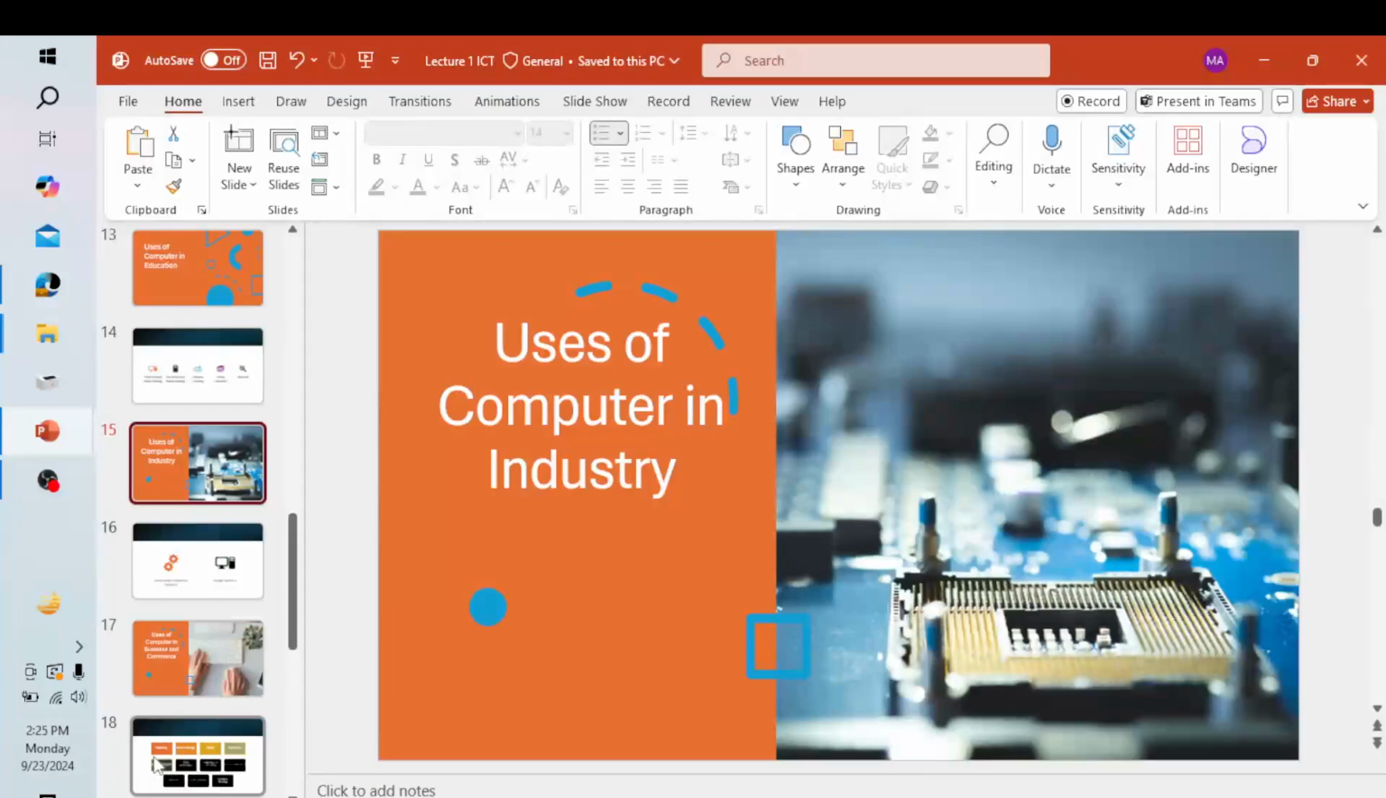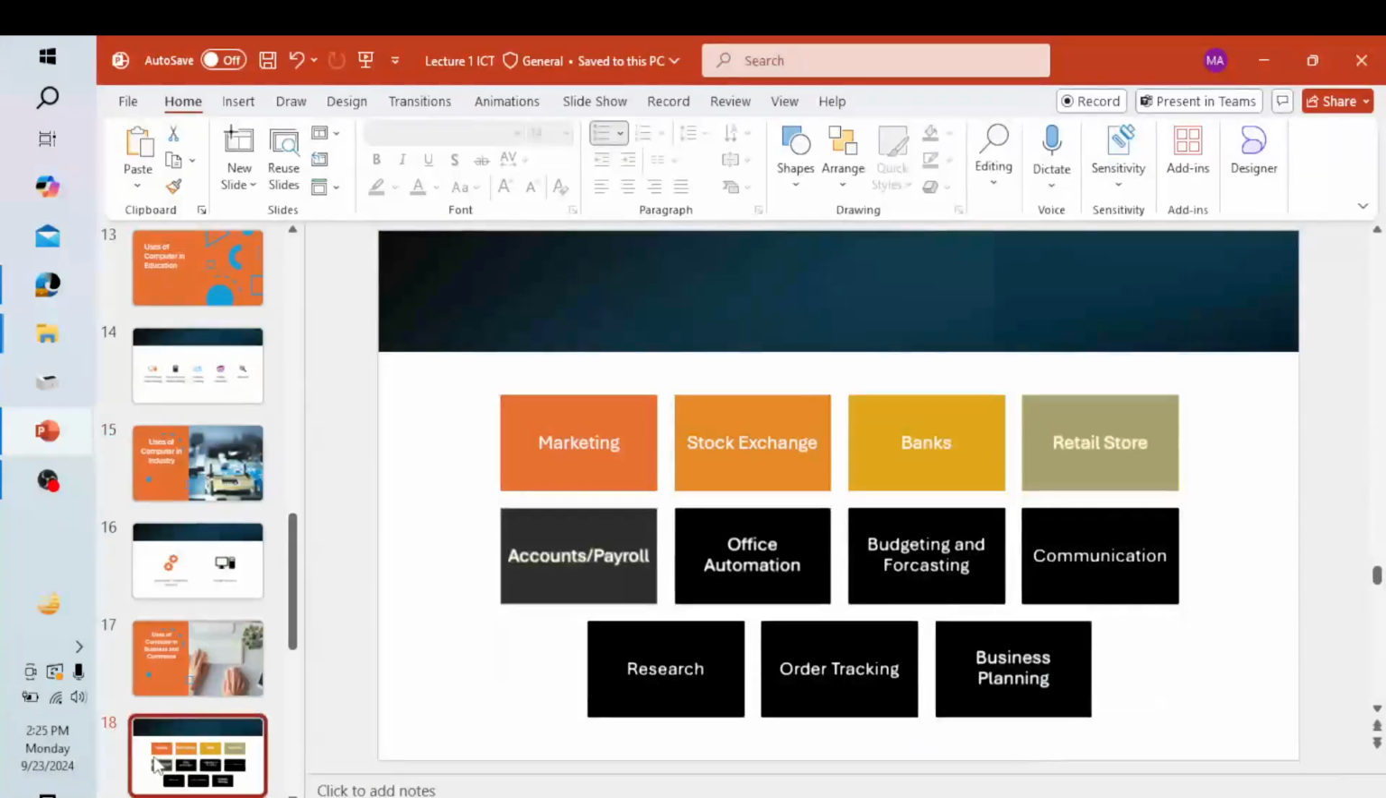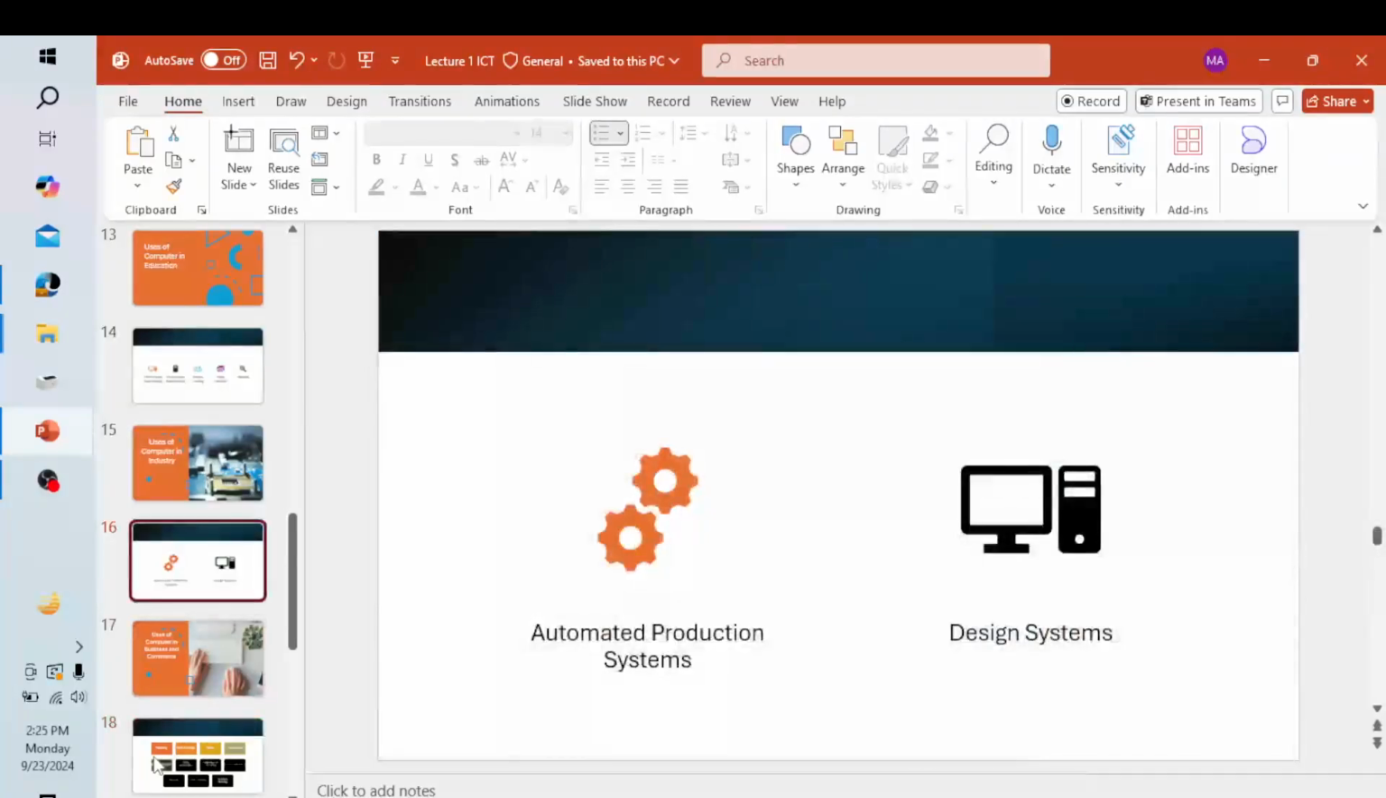Now we will move to the slide. One is the automated production system and the second one is the design system. In the automated production system, many car factories are completely computerized. Cars are assembled by computer controlled robots. This system works more quickly than human beings and is becoming popular.